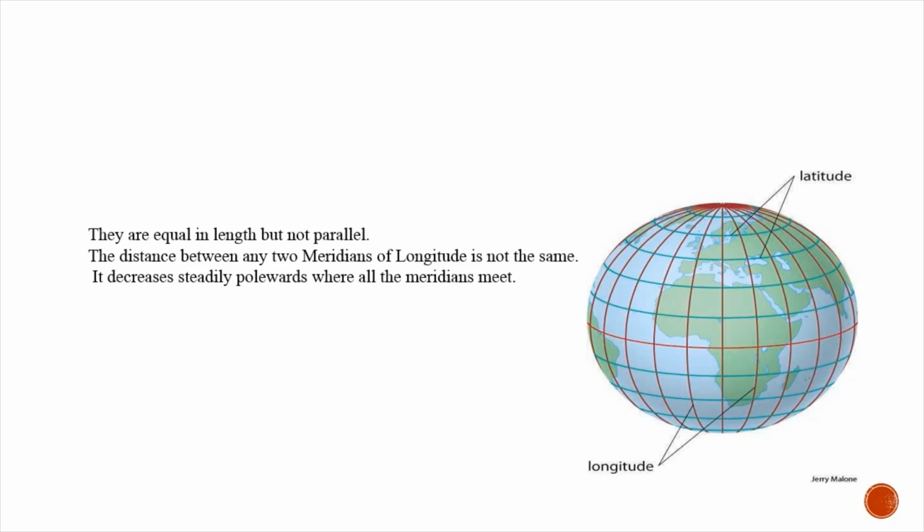The distance between any two meridians of longitudes is not the same. It decreases steadily polewards where all the meridians meet. If you observe, this is the equator. The distance between any two longitudes will be more near the equator and they steadily decrease as they go towards the poles.